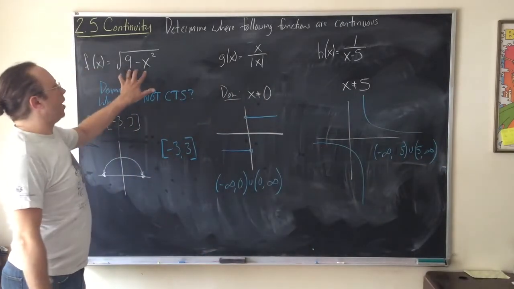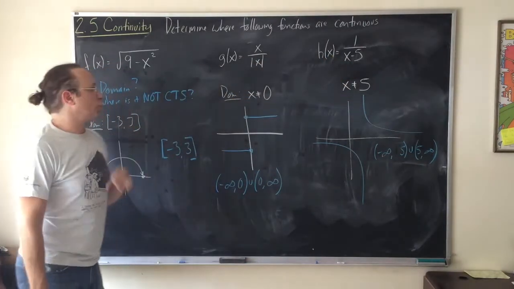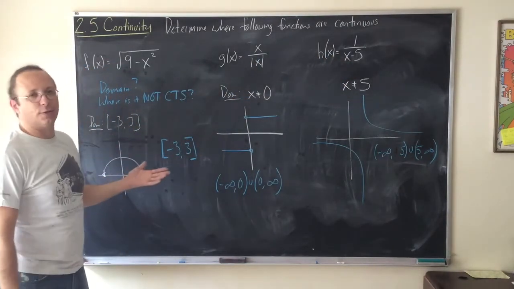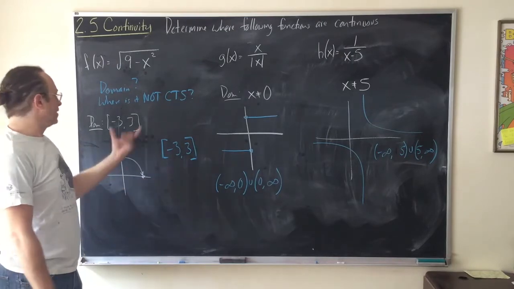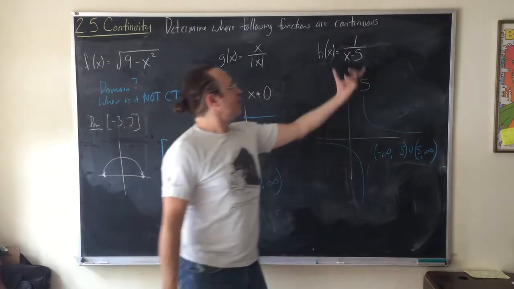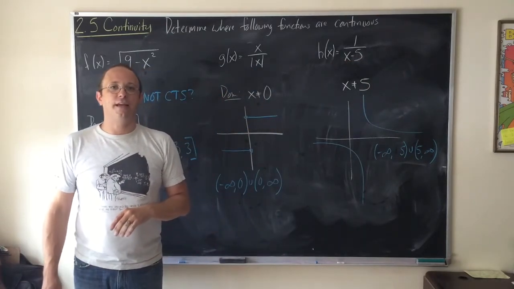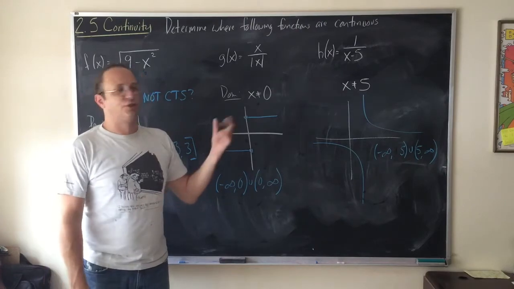So in cases where it's just a single function, it's usually pretty easy. The answer is it's continuous on its domain. This guy's continuous where it makes sense. This guy's continuous where it makes sense. This guy's continuous where it makes sense. Let's consider an example where it's not just immediately the same thing as the domain.